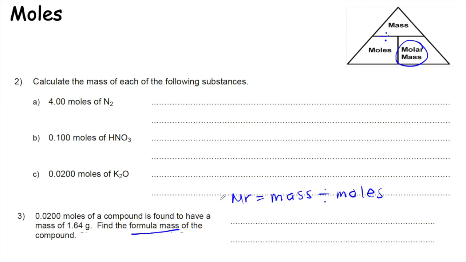Right, so for this last one here, we're going to have a look. So the MR of this particular compound, we know the mass is 1.64 grams, and we're going to divide that by the amount of moles, which is 0.0200. So if you do that in your calculator, you get an MR of 82. Okay, simple. So these are the 3 simple mole calculations that you could be asked to do. You could be asked to do any 3 of them, but if you remember just the one calculation triangle, you'll be able to do them all.